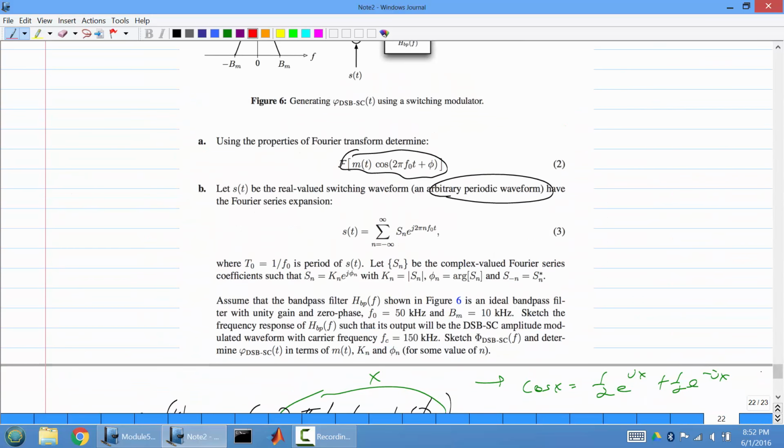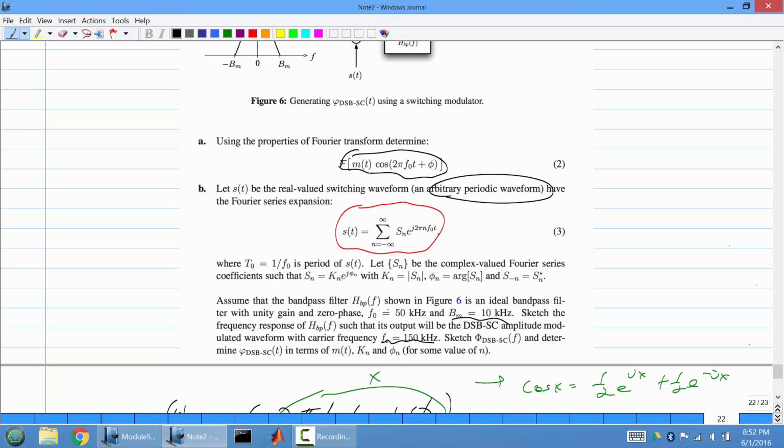The next question asks you, so we have some periodic waveform that can be represented by this Fourier series. We have a complex valued Fourier series such that the coefficients have some gain factor with some phase, represented by the magnitude and the phase. That's totally fine. What they want you to do here is design a bandpass filter where the output will be such that the carrier frequency is centered at 150 kilohertz and the bandwidth of the message is 10 kilohertz.